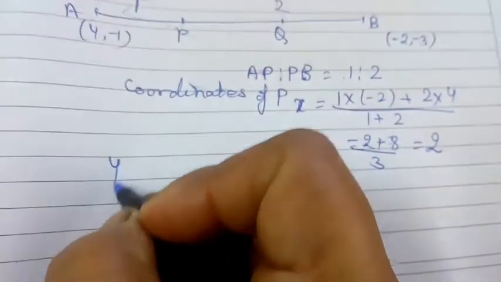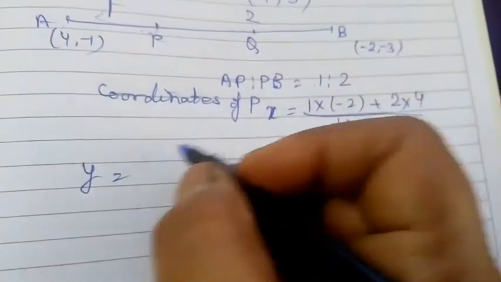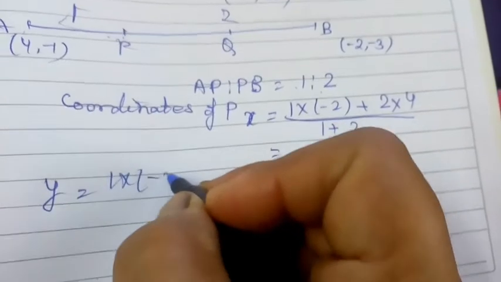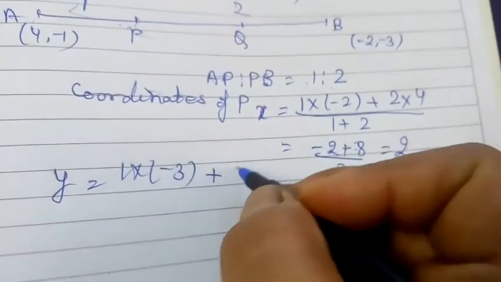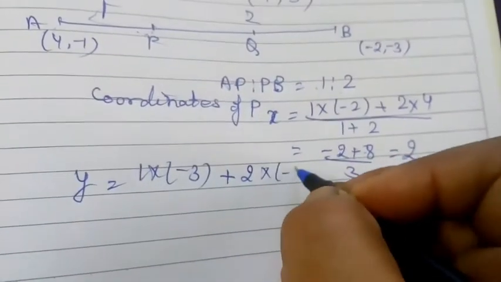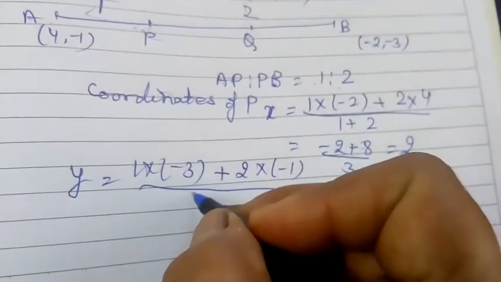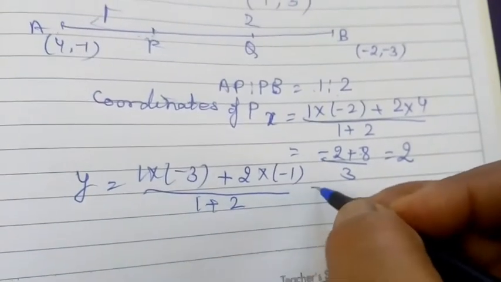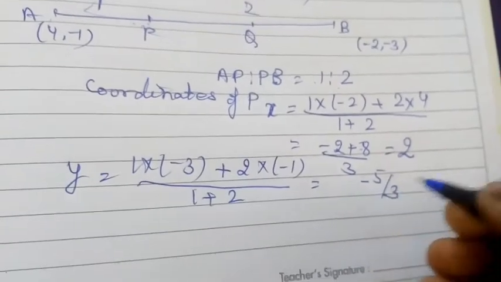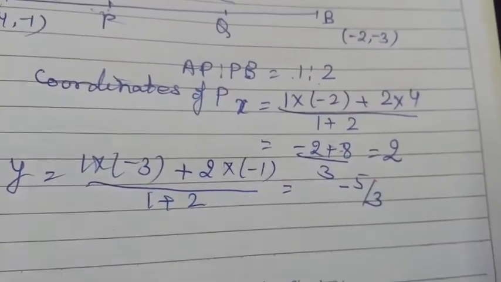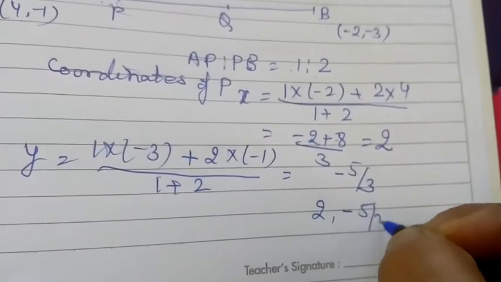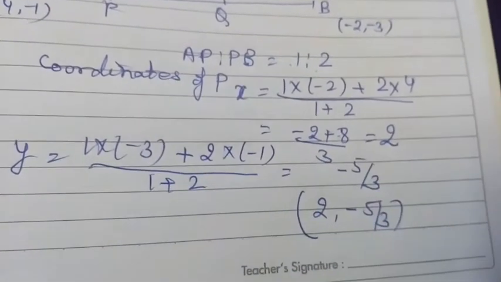And the y coordinate: m1 is 1, y2 is -3, plus m2 is 2 into -1, by 1 plus 2. That is -3 minus 2, -5 by 3. So x equals 2, y equals -5 by 3. It means the coordinates of point P are (2, -5/3).